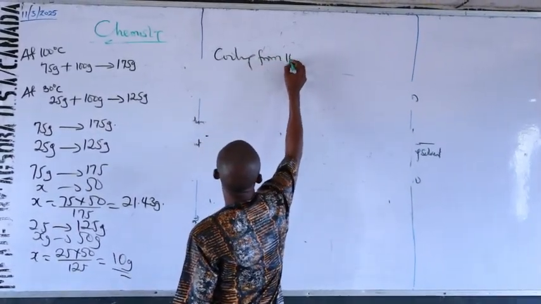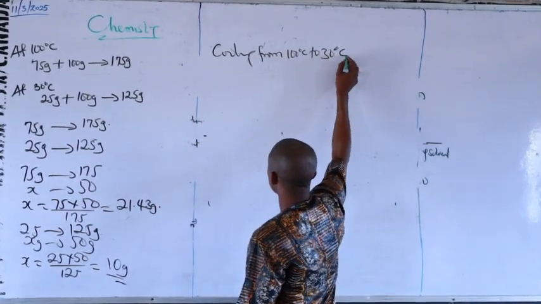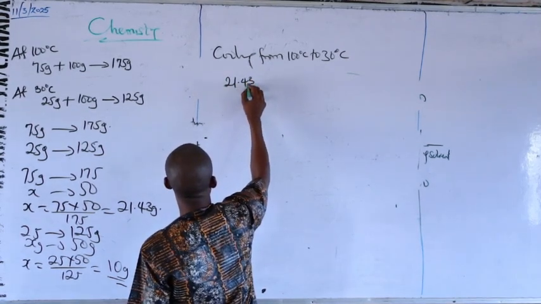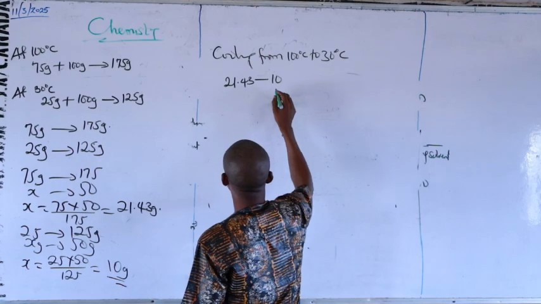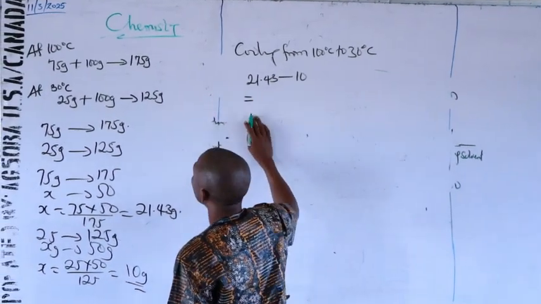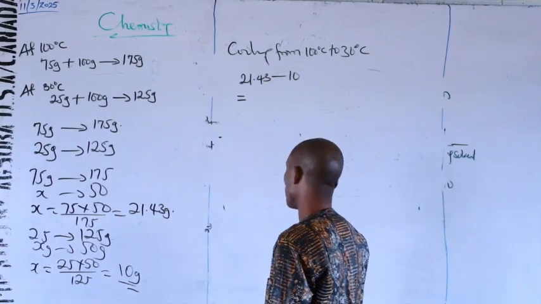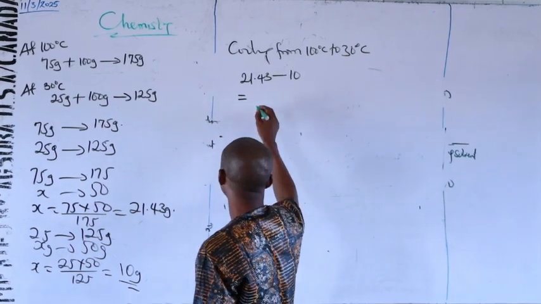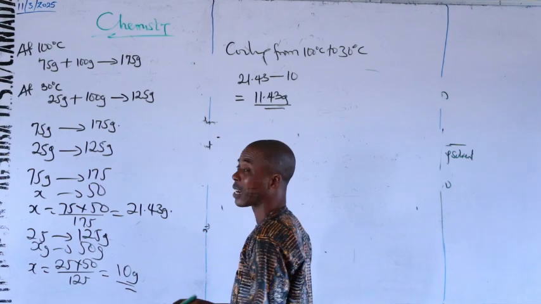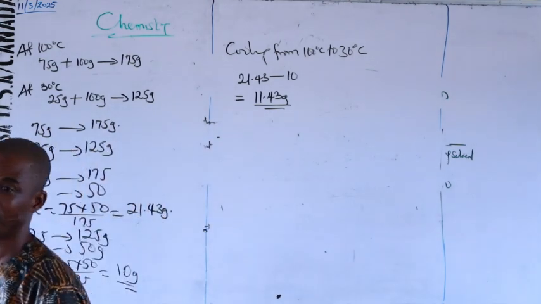So cooling from 100 degrees centigrade to 30 degrees centigrade, you are going to have 21.43 grams of solute minus 10 grams crystallized. That will give us what? 21.43 minus 10 will give us 11.43. That means 11.43 grams of the salt will crystallize out.